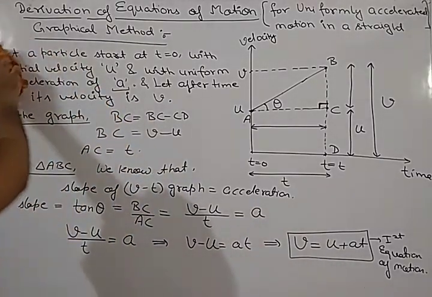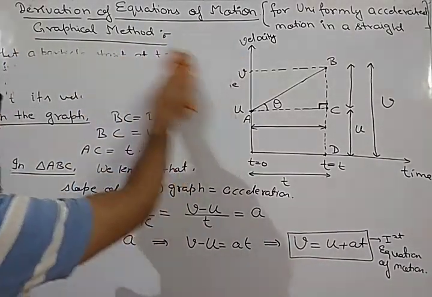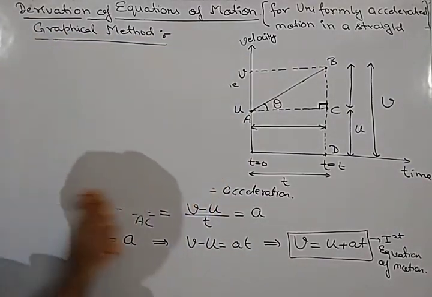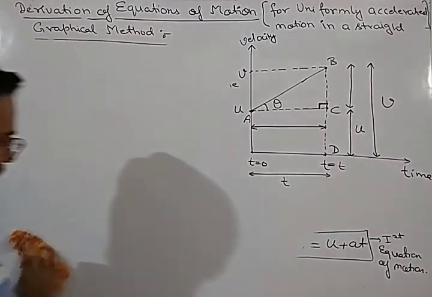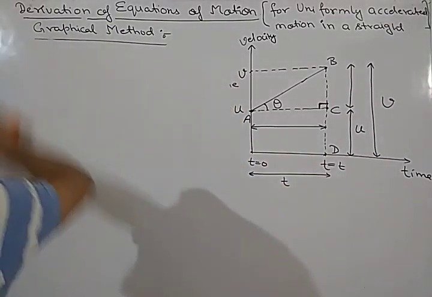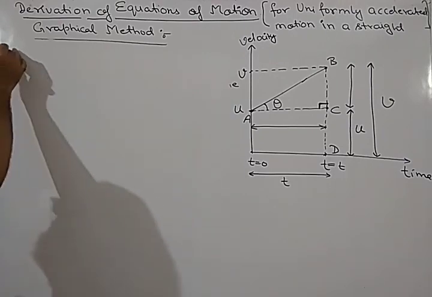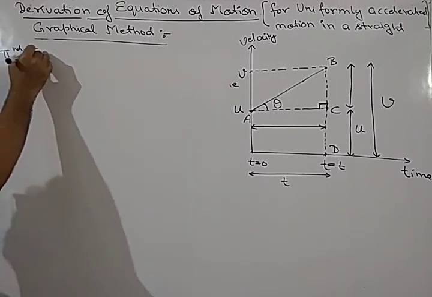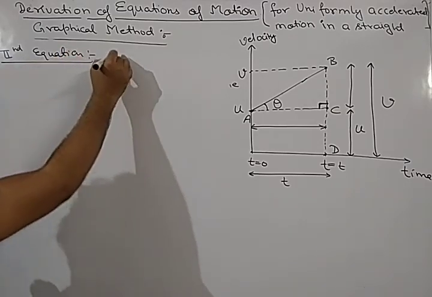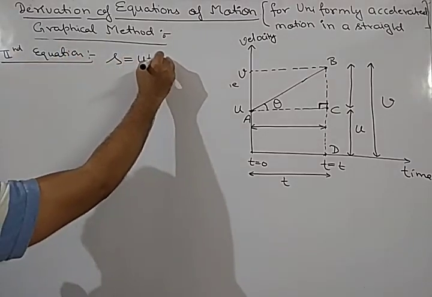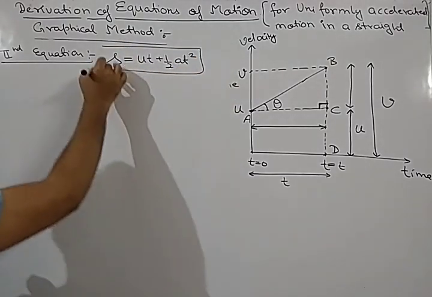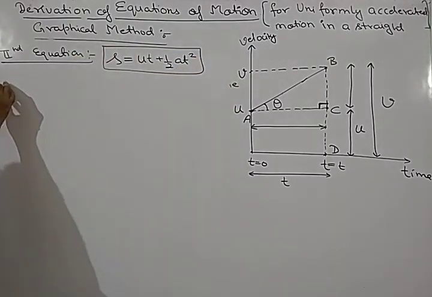Now coming to the second equation of motion, the graph is same, all the things are same. We have to derive second equation of motion. So we are going to derive second equation. What is second equation? It is S is equal to ut plus half at square. Okay, this is our second equation of motion. So we are going to prove it.